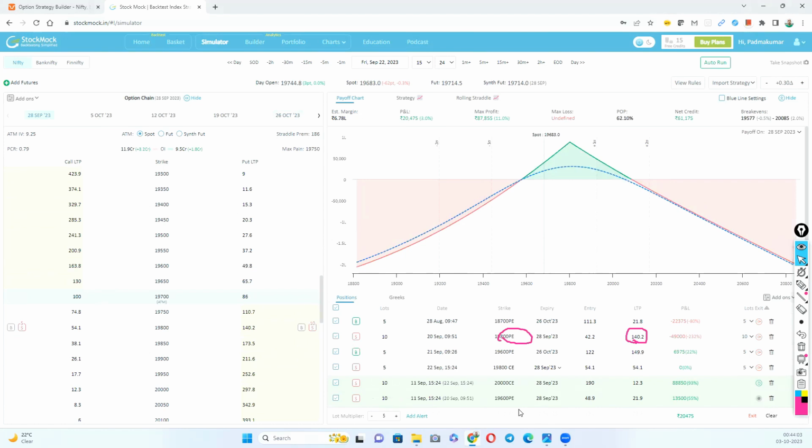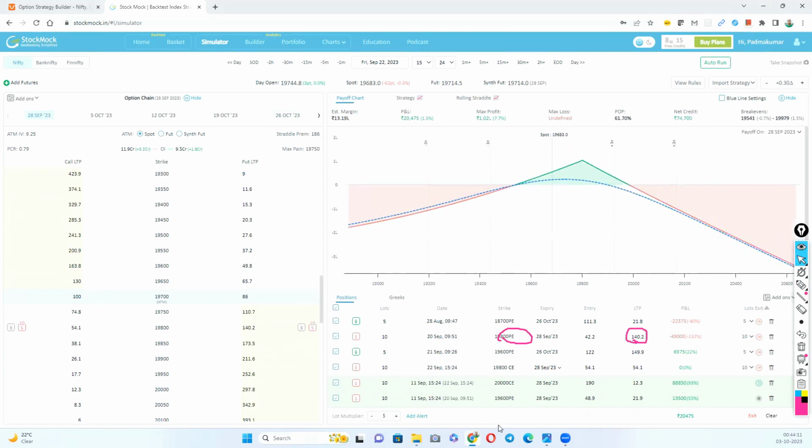10 lots. Yes, 10 lots. Now, what do we end up with? We have a 19,800 sold call and a 19,800 put, which together we call a straddle. We ended up landing on the straddle of 19,800, with a hedge on the downside, but upside we do not have any more hedges.